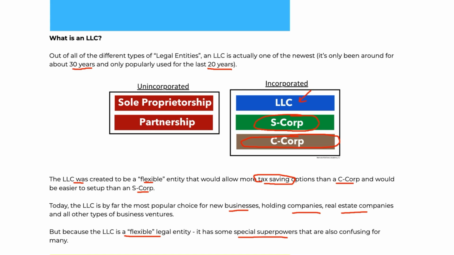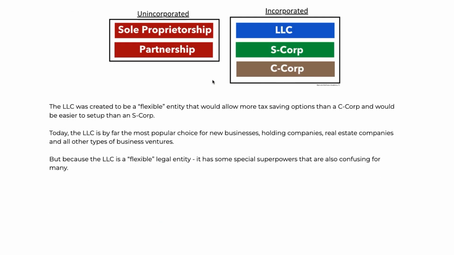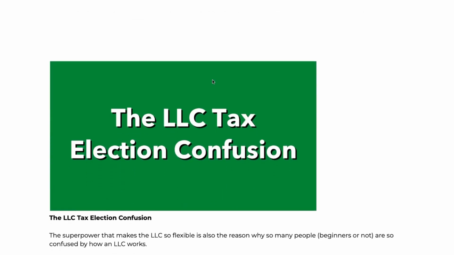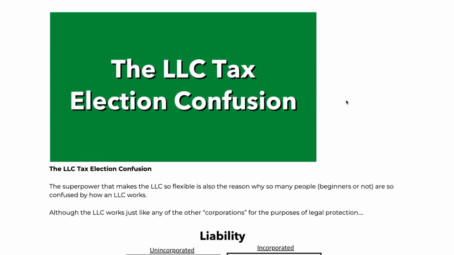But because it's not just one thing, and because it has these shape-shifting superpowers, its superpowers is also what makes it confusing. And so really, at the end of the day, what makes it confusing is this thing called the LLC tax election, okay? We call it the tax election confusion. So let's break this down very simply, so that for the rest of your career as a business owner, you will not be confused and you'll understand exactly what all of this is, okay?